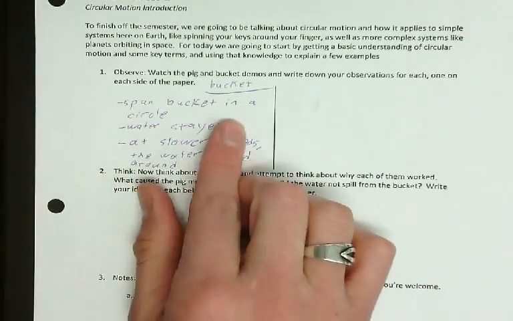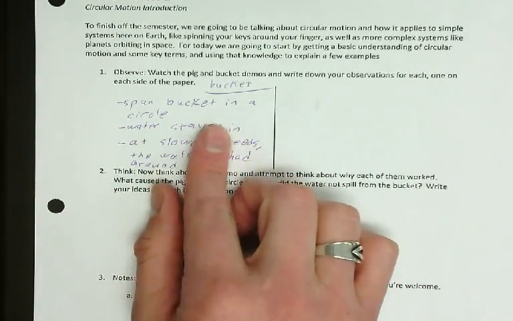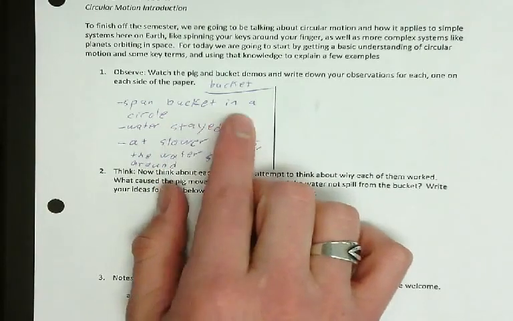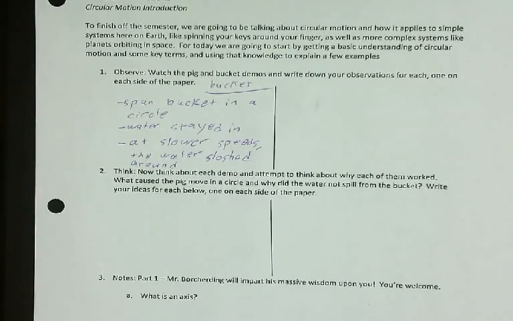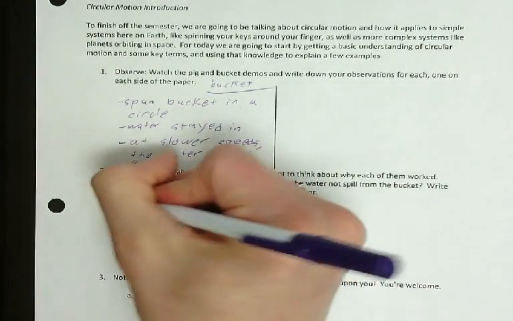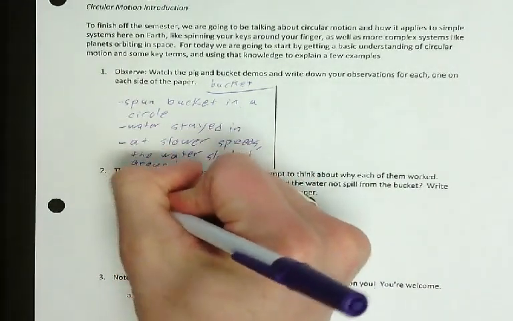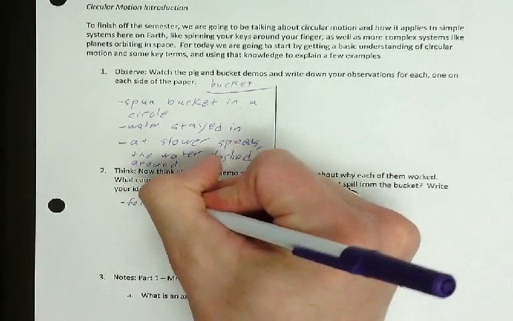Like, I spun the bucket in a circle. That probably matters. Why do you think the water stayed in the bucket? Okay, so go ahead and answer that. So the water falls, but it falls in the same direction that the bucket is going. Okay, so there's some forward motion for the bucket, or for the water.